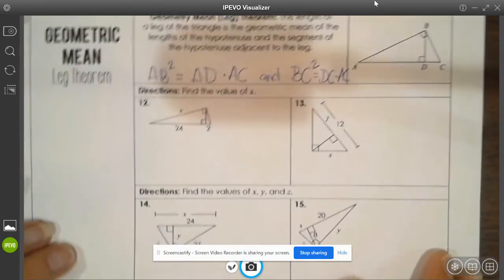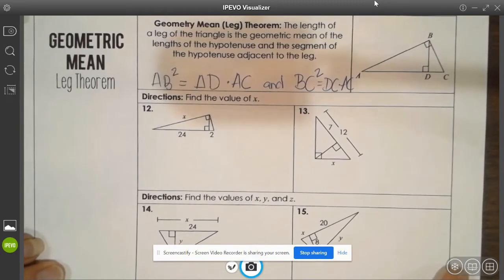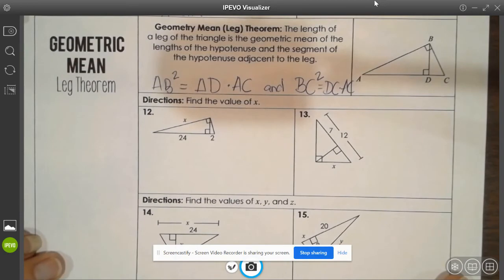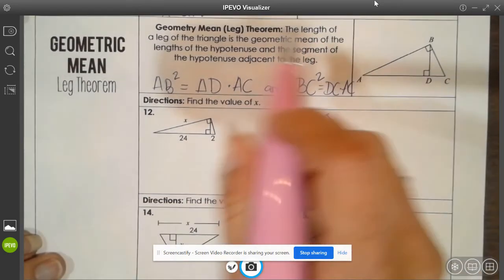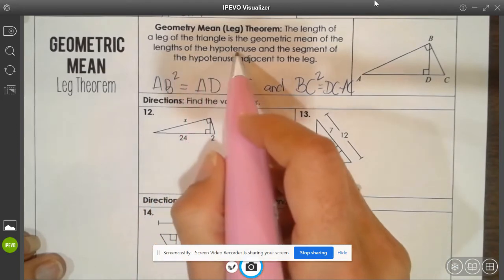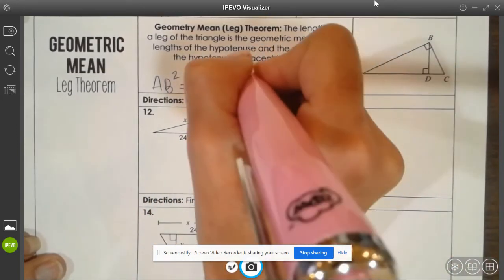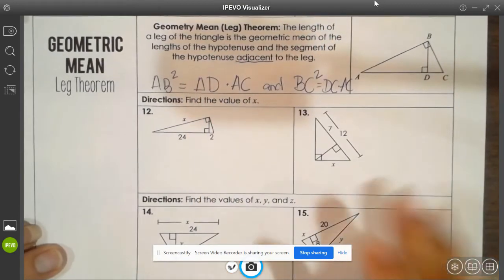So let's move on to the other one because we still have one more theorem to go through, and it's the leg theorem. So the length of a leg of the triangle is the geometric mean of the length of the hypotenuse and the segment of the hypotenuse adjacent to the leg. Adjacent means next to. So what does that mean?